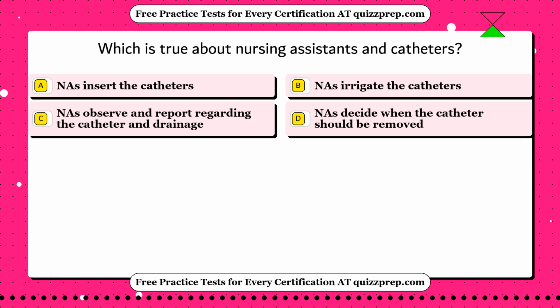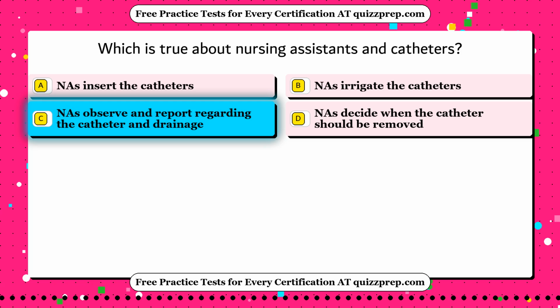Question 84. Which is true about nursing assistants and catheters? Option A, NAs insert the catheters. Option B, NAs irrigate the catheters. Option C, NAs observe and report regarding the catheter and drainage. Option D, NAs decide when the catheter should be removed.